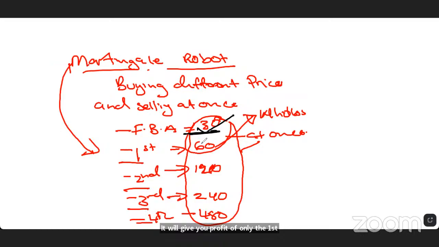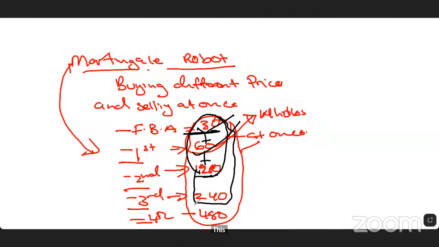If it bought this and this, it will give you the profit of that. If the market dropped and it bought this, then the market rose by the take profit, it gives you the whole profit of these 3. If it bought this, it gives you the whole profit of this. If the market dropped to the 4th call, it will give you the profit of all this.